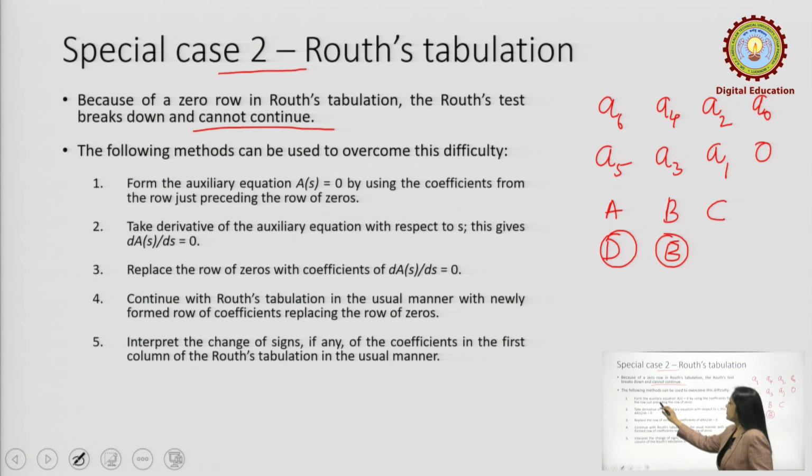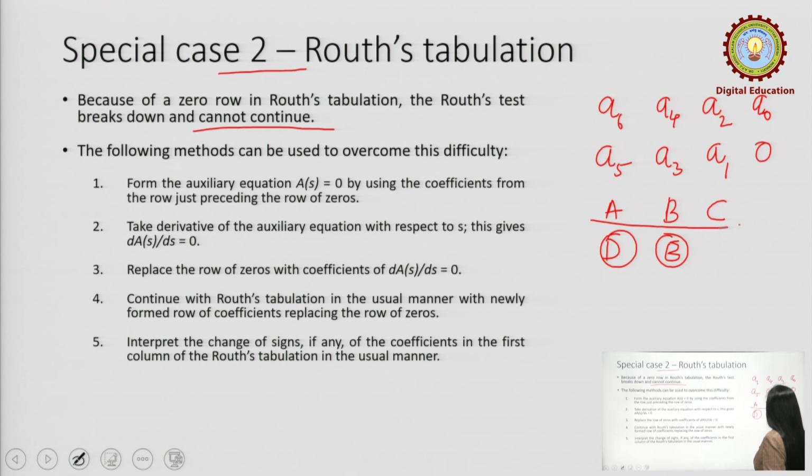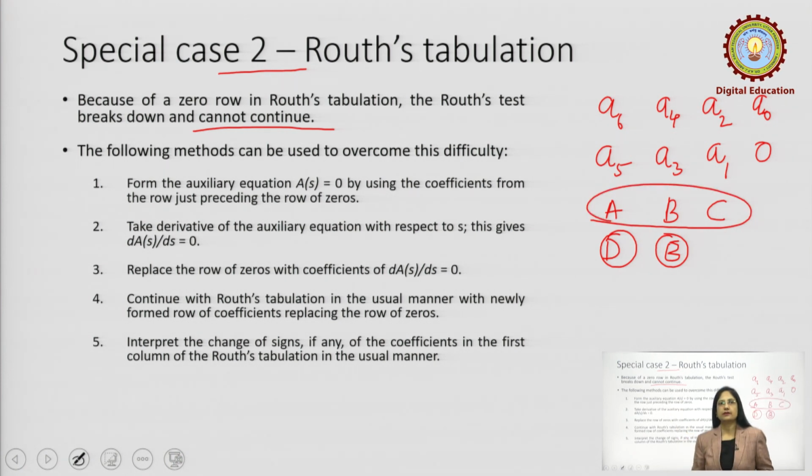We are going to form an auxiliary equation A of S preceding the row of zeros. That is, with the help of these coefficients, we are going to form an auxiliary equation. Taking the derivative of the auxiliary equation with respect to S is the next step. This gives us dA(s)/ds equal to 0.